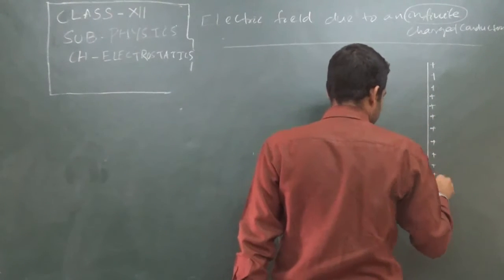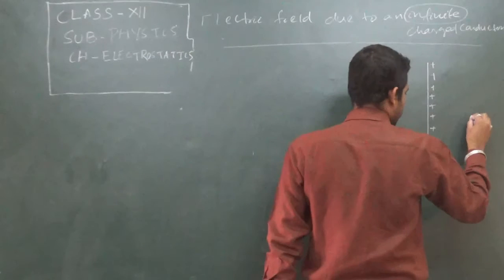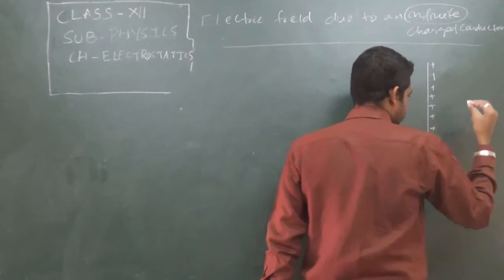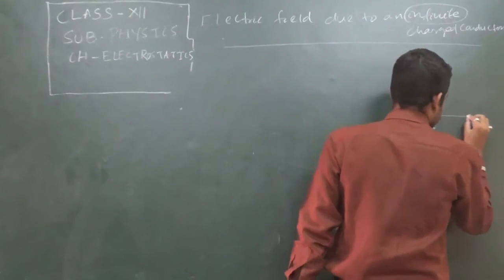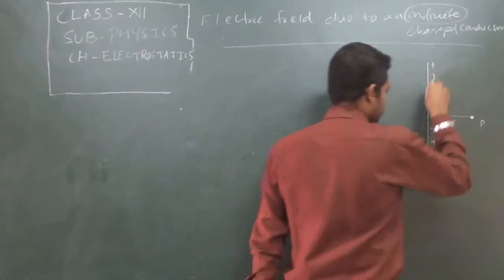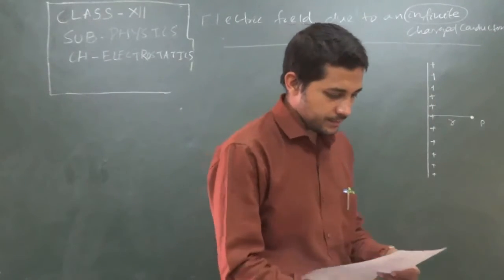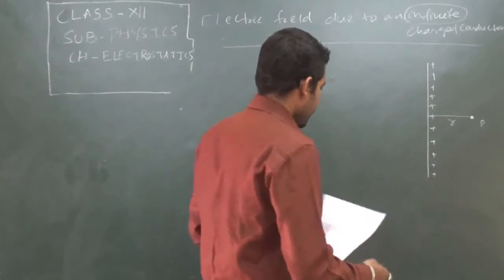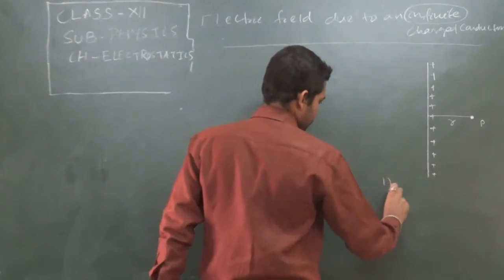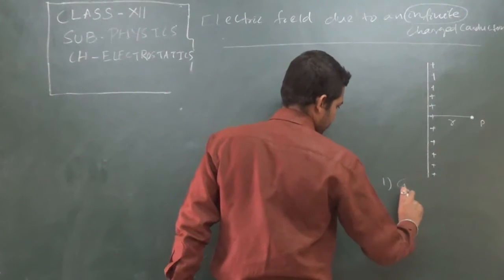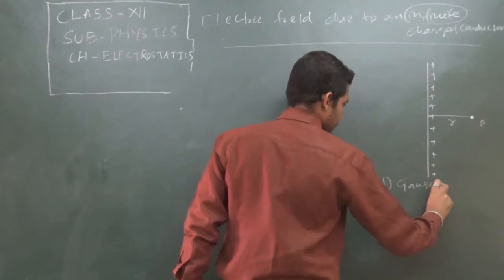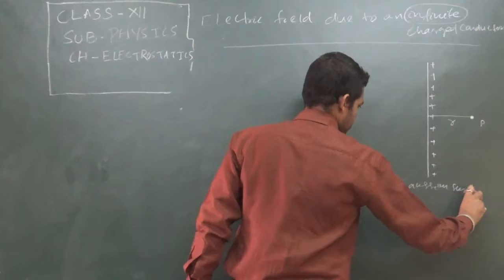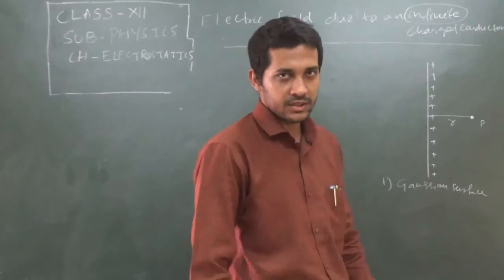And now our work is, as usual, we will take a point, let us say P, at a distance of, let us say, R from the conductor. So what we need to do? The first process was we need to find that it must be a Gaussian surface. You need to go through the previous lecture for this, if you don't remember the things.